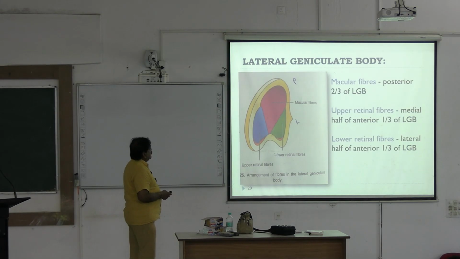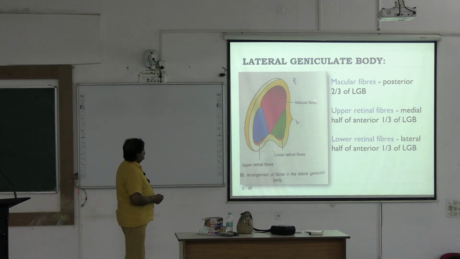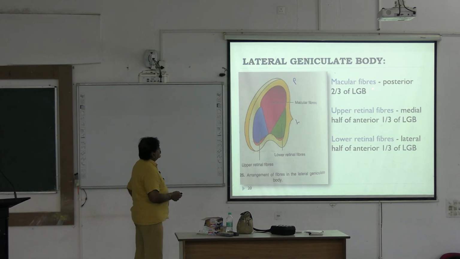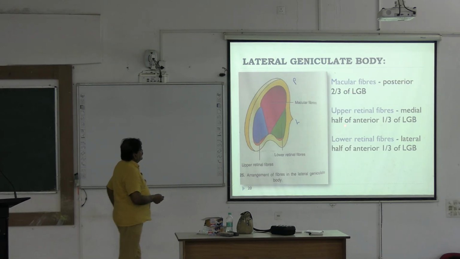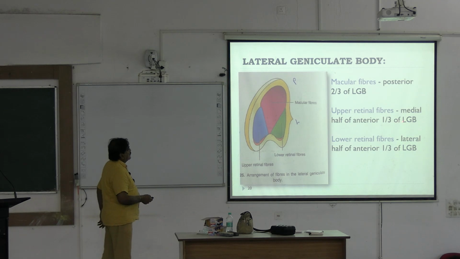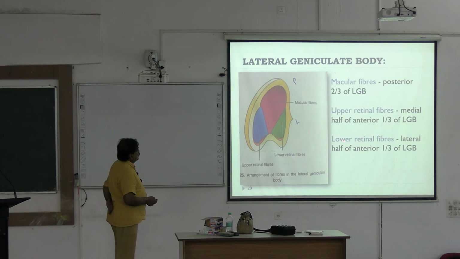Lateral geniculate body, the macular fibers posterior 2/3 of the lateral geniculate body, upper retinal fibers medial half of the anterior 1/3 of the lateral geniculate body, lower retinal fibers lateral half of the anterior 1/3 of the lateral geniculate body. This is the macular fibers, this is the lower retinal fibers, the upper retinal fibers, arrangement of fibers in the lateral geniculate body.